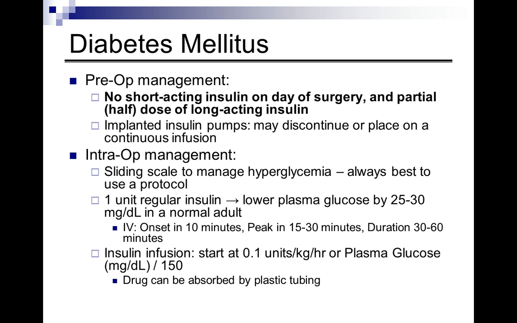An insulin infusion can be run. The simplest way is just to start at 0.1 units per kilogram per hour. Others calculate a starting infusion by taking the plasma glucose and dividing it by 150. Remember that insulin can actually be absorbed by the plastic tubing, and the recommendation is to run through the first 20 milliliters of insulin fluid through the tubing and into the garbage.